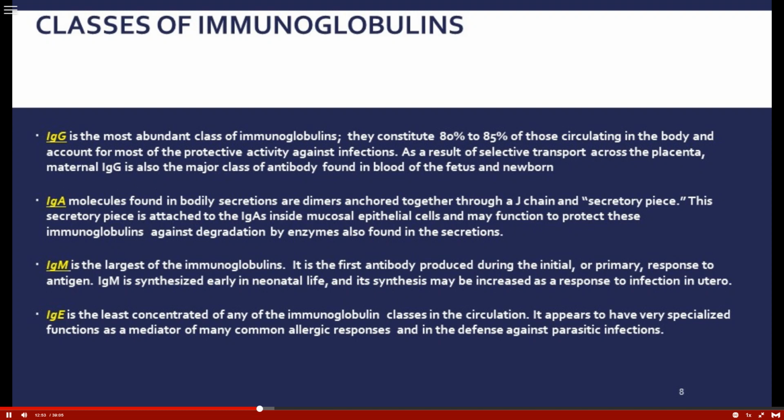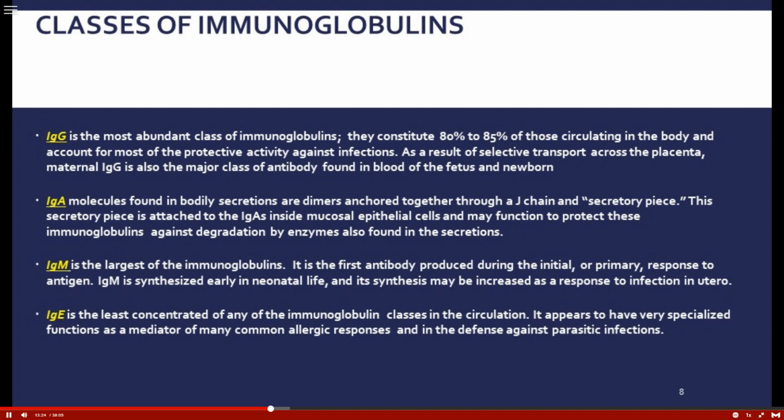IgA, think secretions. So IgA is found in those bodily secretions like mucus. So I always think about the lungs. That has a high level of IgA and is very protective, which is a good thing because when we breathe in, that kind of thing, and then of course the lungs help us expectorate that through sputum. So IgA, think secretions.